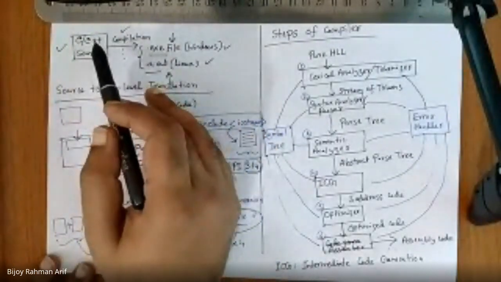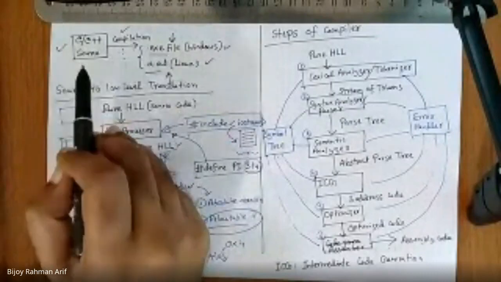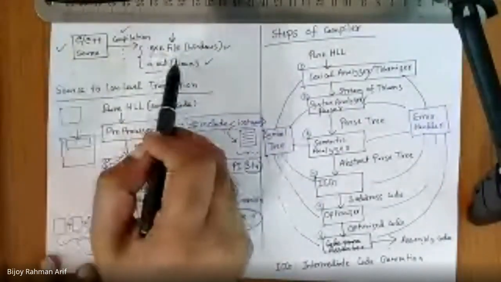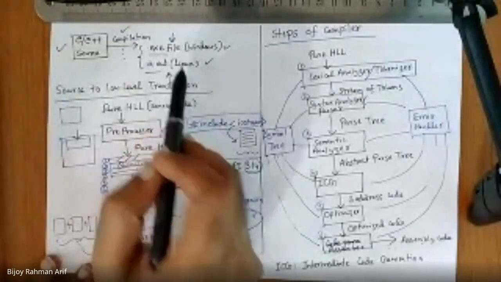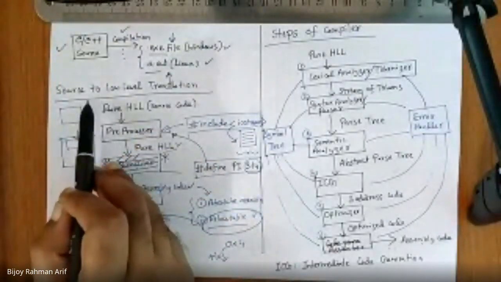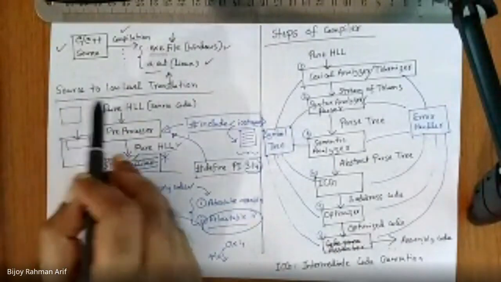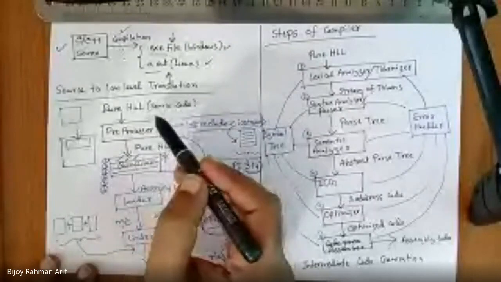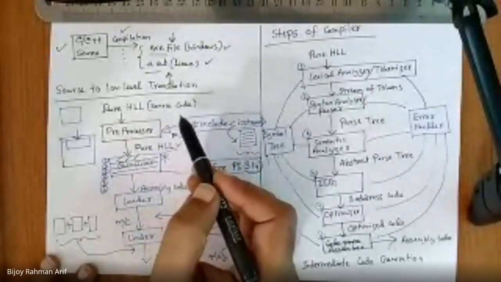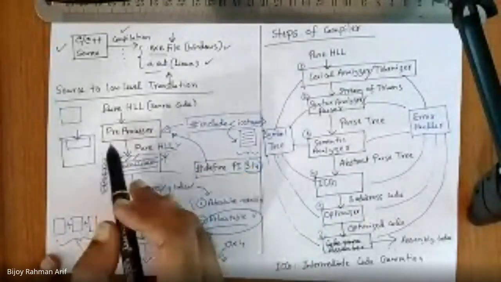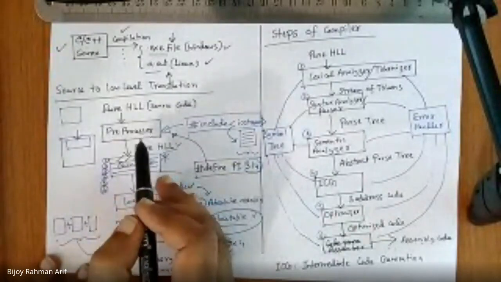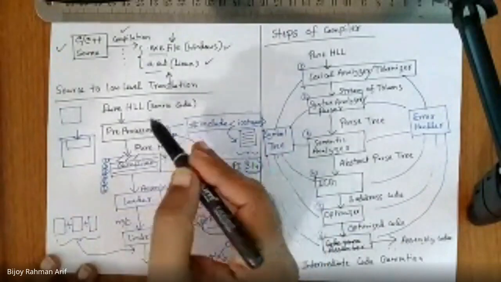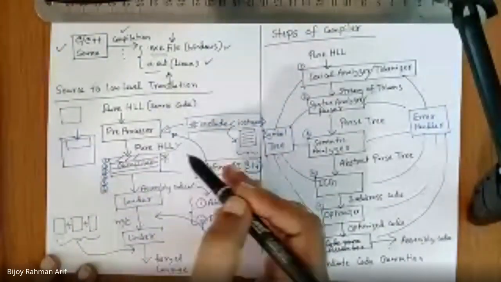So our compiler's task is to convert this C++ high-level source code to low-level stuff. Then we talk about how this source to low level translation happens. We are given high level languages or source code. So at the very first step, which is called the preprocessor, it converts the high level language to pure high level language.